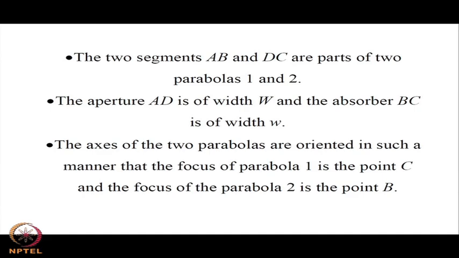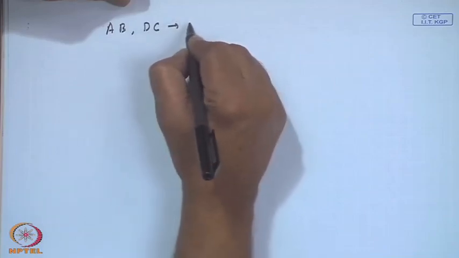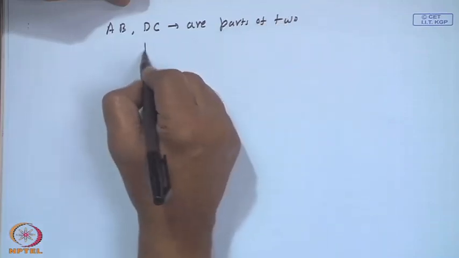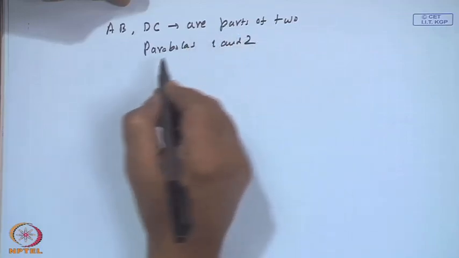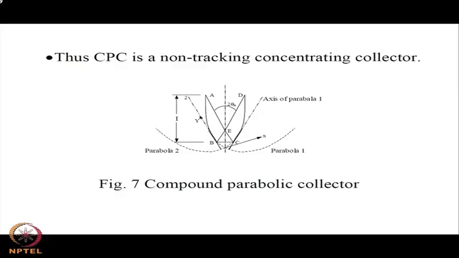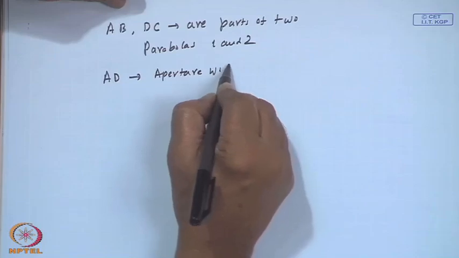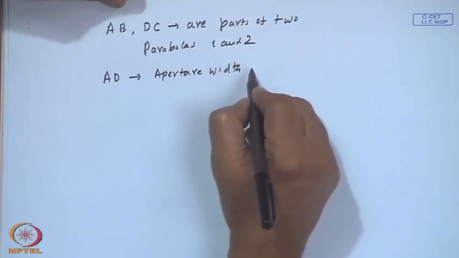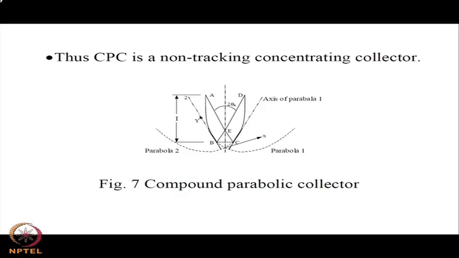So, in a nutshell, the two segments AB and DC are parts of two parabolas 1 and 2. AD, let us go back and see, AD is the aperture. Can you show the figure 7, of width W? You can refer to the figure.